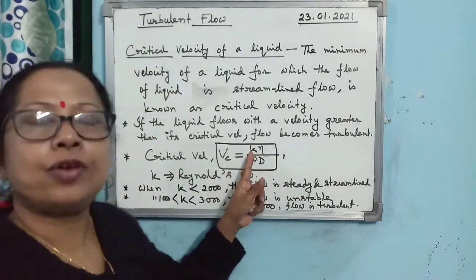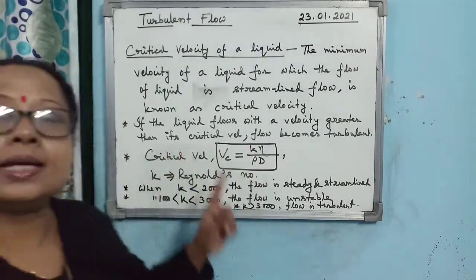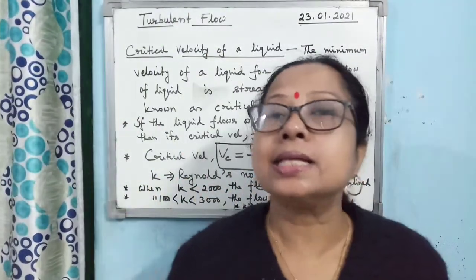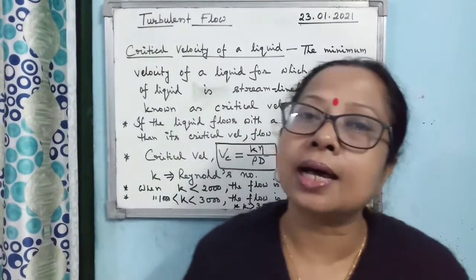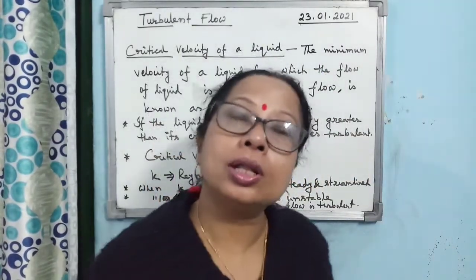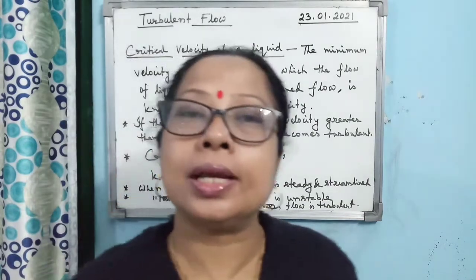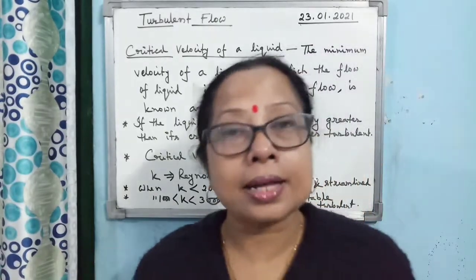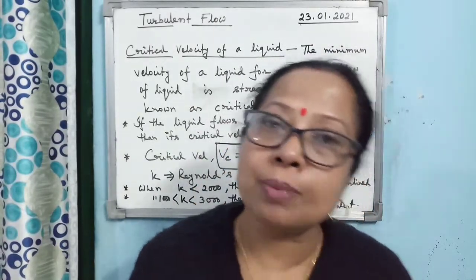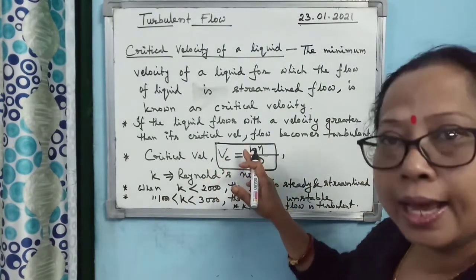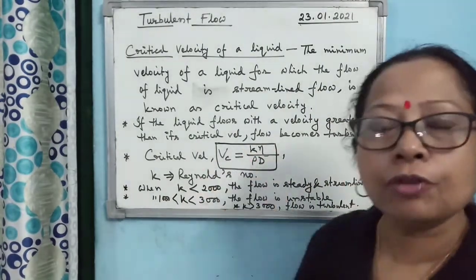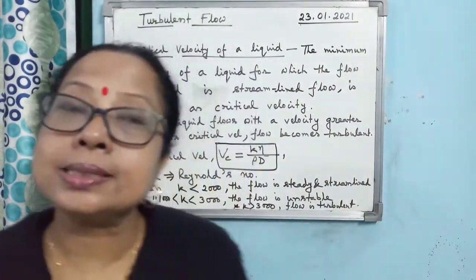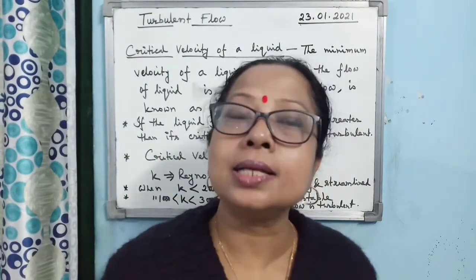Now this k is a very important term in physics. k is known as the Reynolds number. It is a pure number, and depending on it, the flow of the liquid will be turbulent, stable, unstable, everything. It also depends on k, because Vc depends on k. So the nature of the flow, the type of the flow, also depends on k. Remember always that k is a pure number and it is known as Reynolds number.